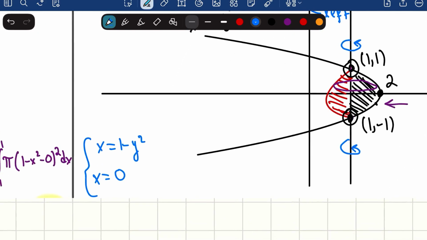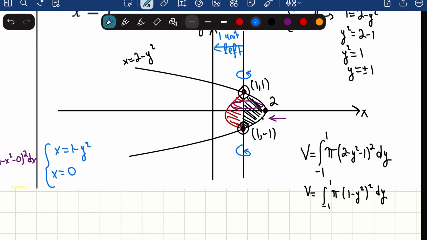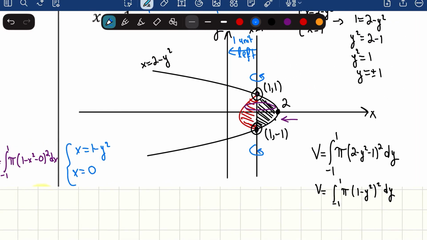So if I'm going to find the volume, it's literally the same exact thing. The bounds are not going to change because if I'm shifting to the left, nothing is going to happen vertically. So the volume is going to be from negative 1 to 1 pi, and it's going to touch 1 minus y squared first, minus 0, so it's still going to be 1 minus y squared, all of it squared, dy. Isn't it the same? It's exactly the same as it should be.